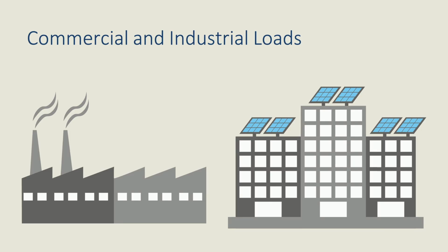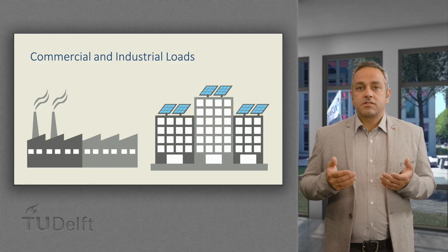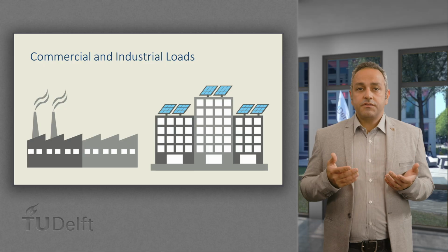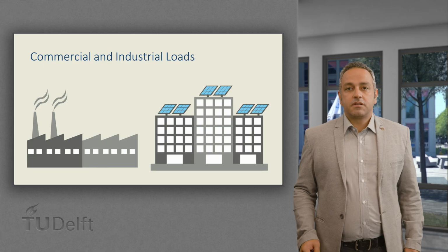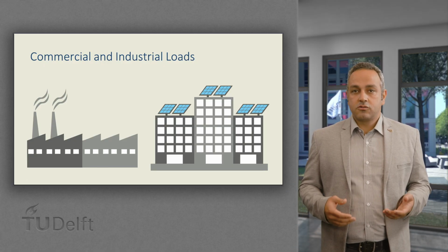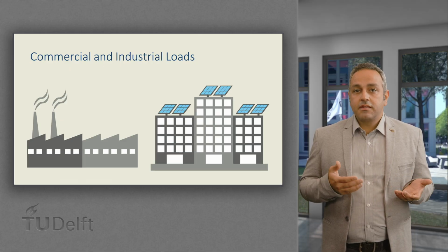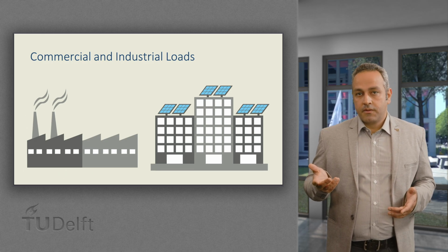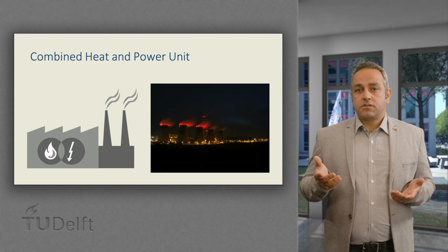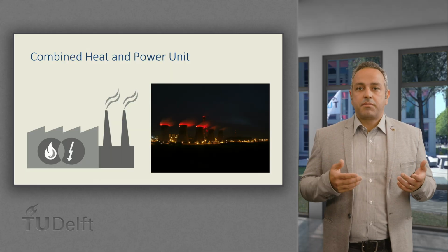Commercial and industrial loads are generally connected at the distribution level, ranging from 10 to 72.5 kilovolts, or at the transmission level, ranging from 110 to 150 kilovolts. In many cases, the public utility brings underground cables or overhead lines to the premises of the company. The company generally owns the medium and the low voltage transformers required to bring the levels to the ones required by the loads. Some large industries not only consume electricity but also produce electricity, for example, by means of large combined heat and power units.